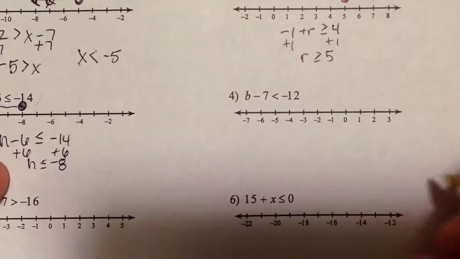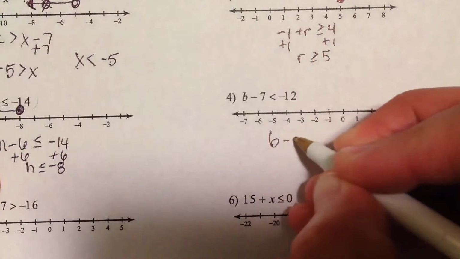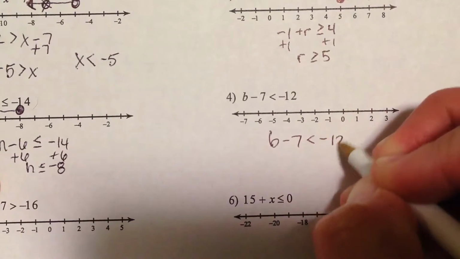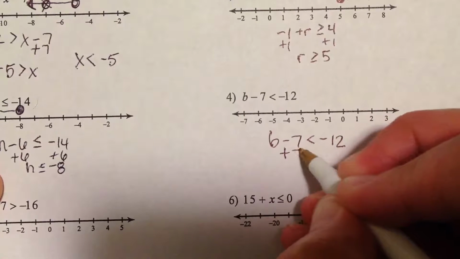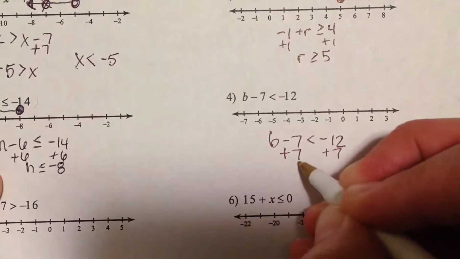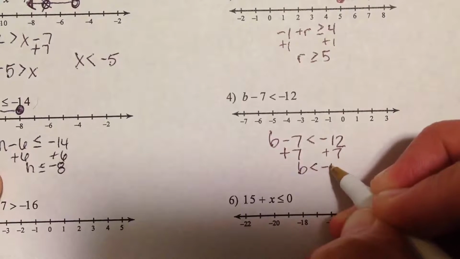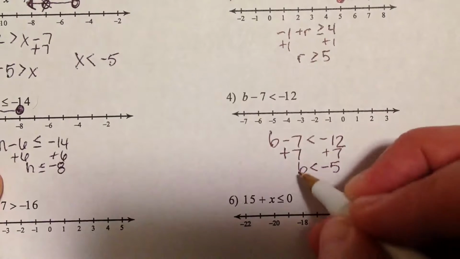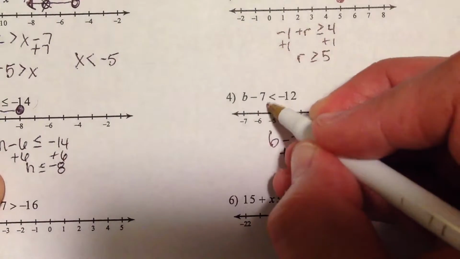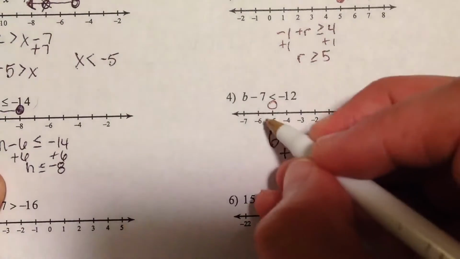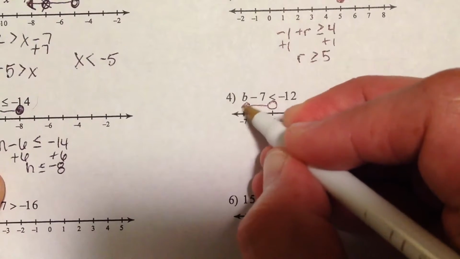Next inequality says some number b minus 7 is less than negative 12. I want to solve for b, so I'm going to do the inverse operation of minus 7. I add 7 to both sides. b is less than negative 5. Again, my variable's on the left, no equal sign, so I have an open circle, and less than means I shade to the left.